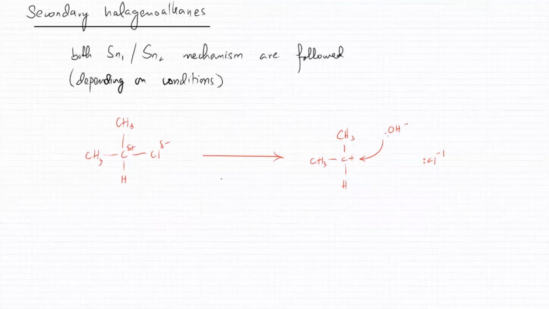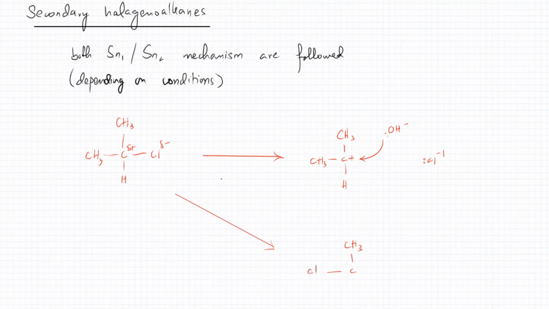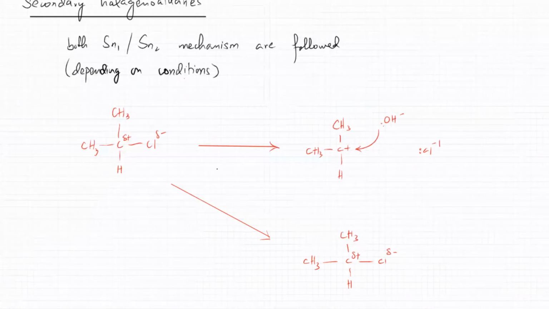The other one is it can also follow the SN2 mechanism. Maybe the temperature is very low, or maybe the nucleophile concentration is really high. So what can happen is that there's a slight negative Cl and a slight positive carbon atom.